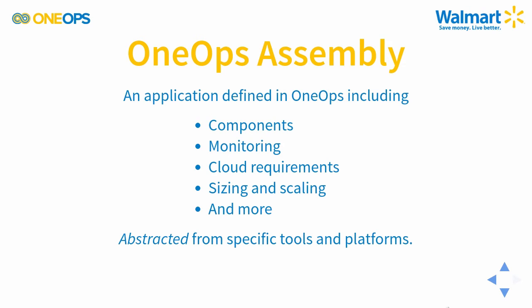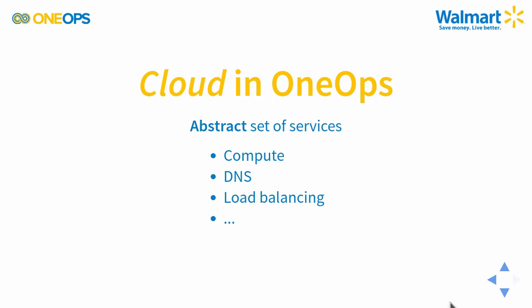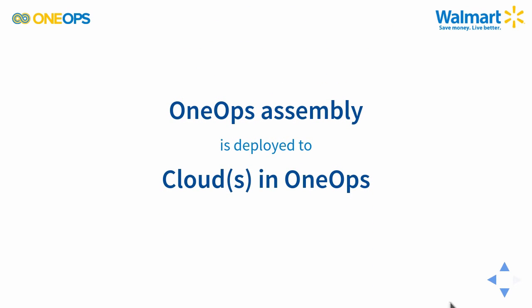So a cloud in OneOps essentially is an abstract set of services for things such as compute power, DNS, load balancing, and other aspects of a cloud. And your OneOps assembly is then deployed to this cloud in OneOps. So you have the abstract notion of an assembly that is deployed to an abstract cloud in OneOps.